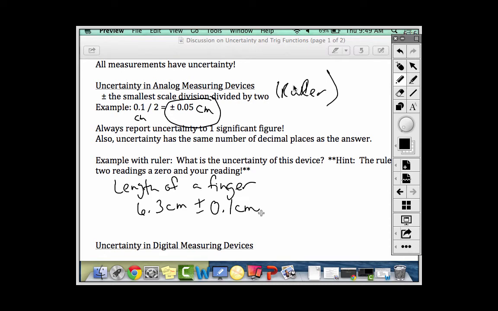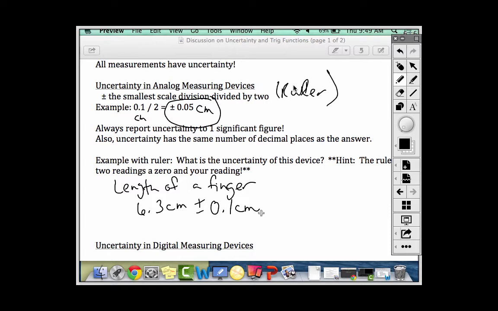It won't be a finger. It'll be something else. But I'm going to tell you something is some length, and I'm going to ask you, what is the uncertainty of that measurement? What this is basically saying is my finger could be 6.3 centimeters long, but it also could be 6.2 centimeters long, or it could be 6.4 centimeters long. There's some uncertainty in that measurement, and that's what it's talking about. Okay? How does that grab you guys?